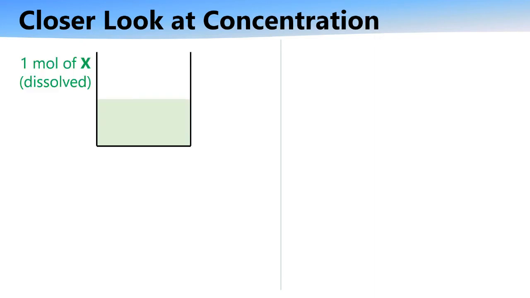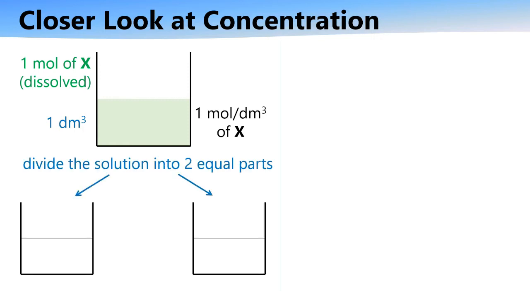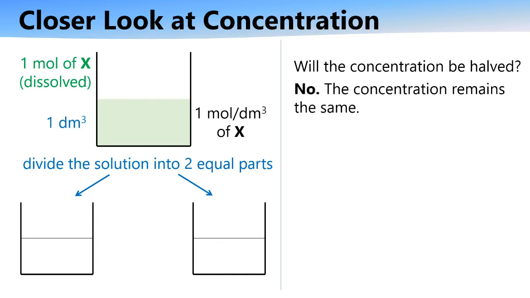Okay, one more thing. If I have 1 mole of X dissolved in 1 dm cube of water, I will get 1 mole per dm cube of X. Now I divide this solution into 2 equal parts. The question is, will the concentration be halved? Okay, I'll give you some time to think about it. Okay, the answer is no. The concentration remains the same.